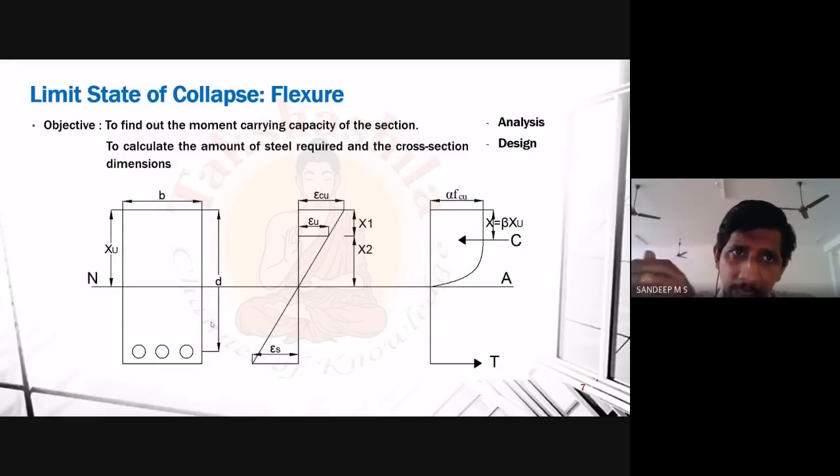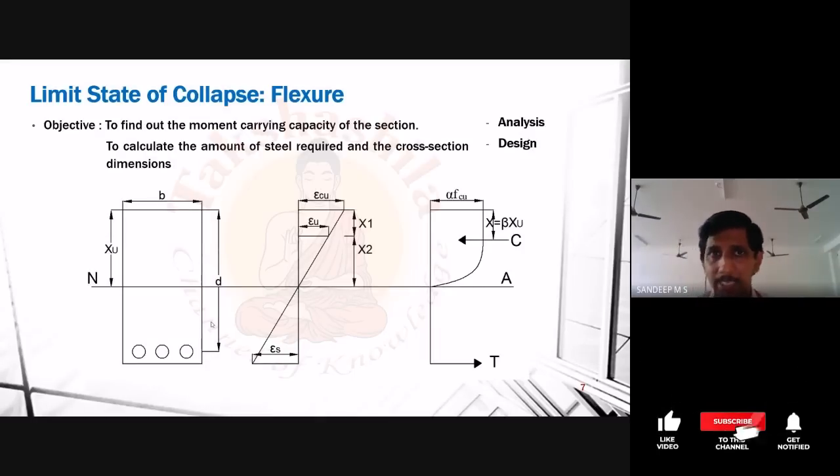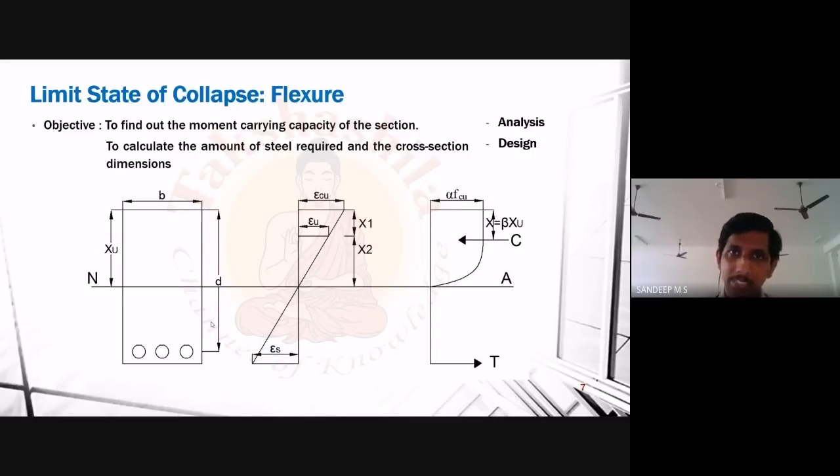And moving on to the design type of problem, what will happen? We will know the loads coming on the structure, and based on that we have to find out the dimensions for the width and depth of the section, as well as the amount of steel that should be provided, so that the section can safely take up the load that is expected to act on the structure. So broadly, we can classify our problems into two groups: one is the analysis type of problem and the second is the design type of problem.